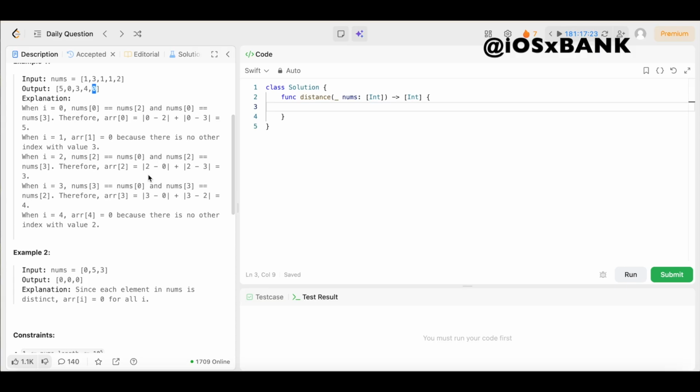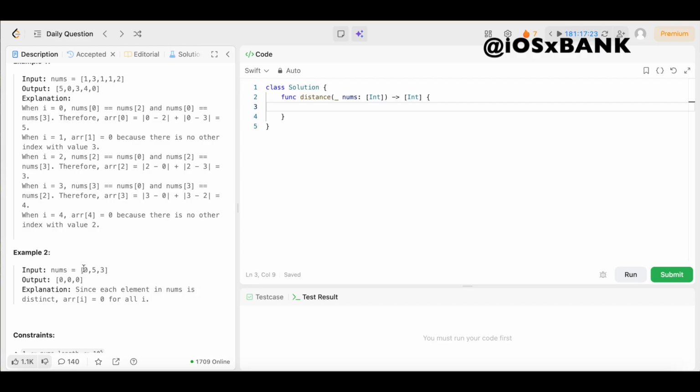Example 2 is a little bit easier to understand because all of the values are unique, or distinct. So in example 2, we have our input nums equals an array of integers 0, 5, 3. Our output is an array of integers 0, 0, 0. Explanation says since each element in nums is distinct, r of i is equal to 0 for all i.